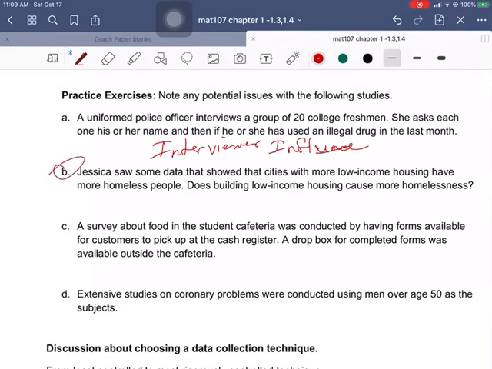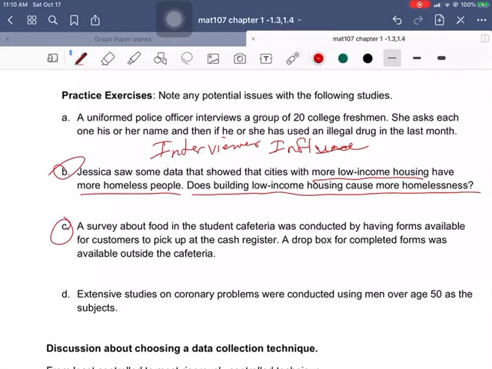Jessica saw some data that showed areas with more low-income housing have more homeless people. Does building low-income housing cause homelessness? We have absolutely no information on that. Basically, it's a conversation about correlation versus causation. With statistics, all you're supposed to do is find correlations, and then maybe you can infer connections, but that's up to you. The statistics is not going to show cause, okay?